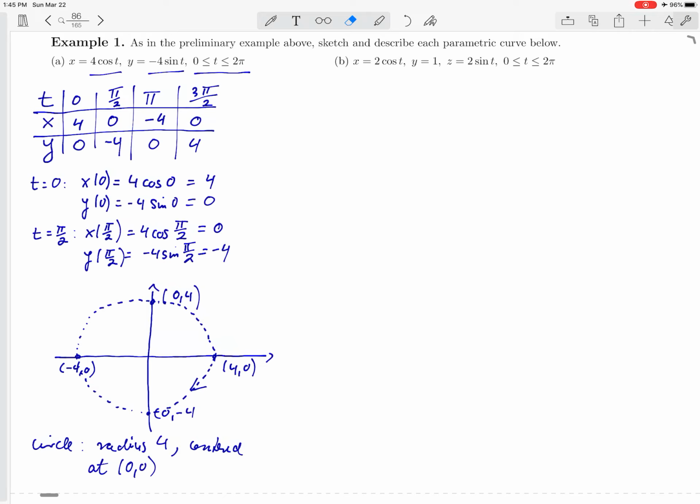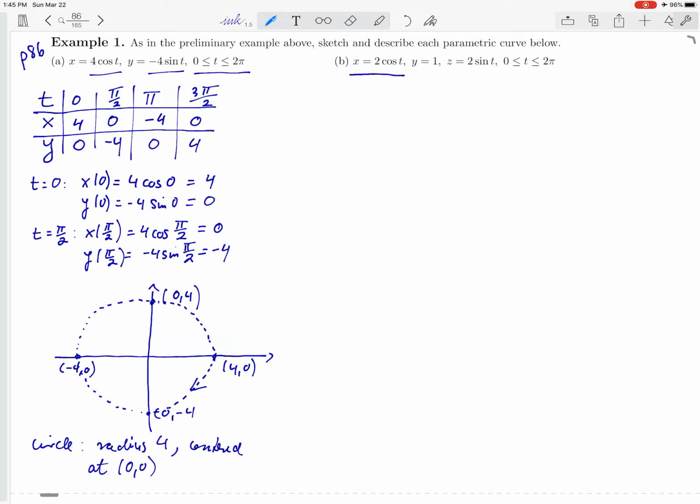In this video, we're going to look at part B of example 1 on page 68. In part A, we saw that x equals 4 cosine t, y equals minus 4 sine t gave us a circle of radius 4. In part B, we are looking at something that is similar.